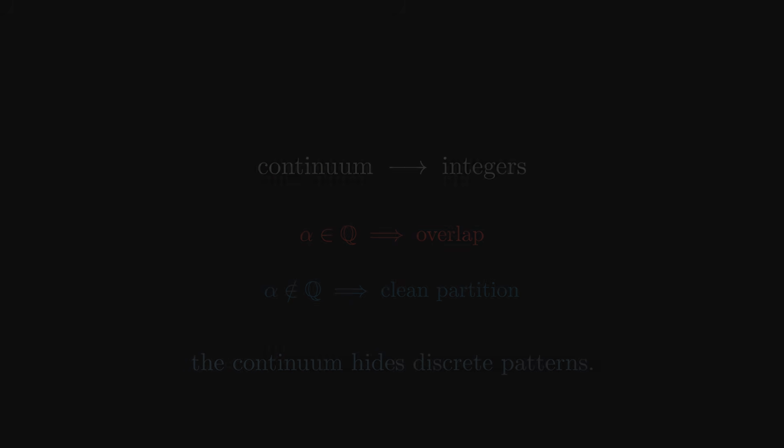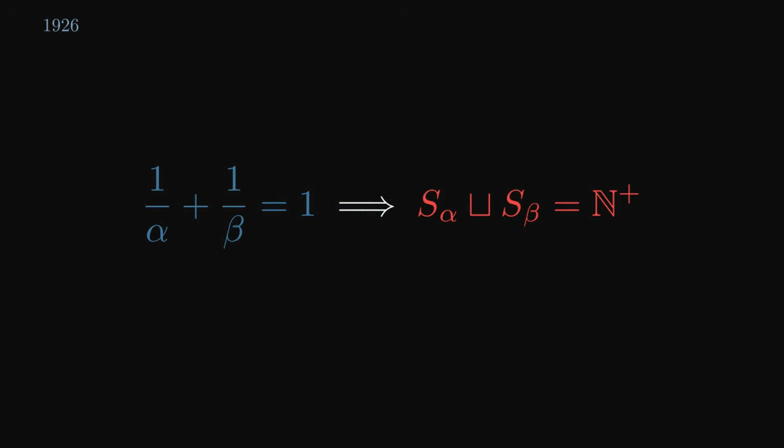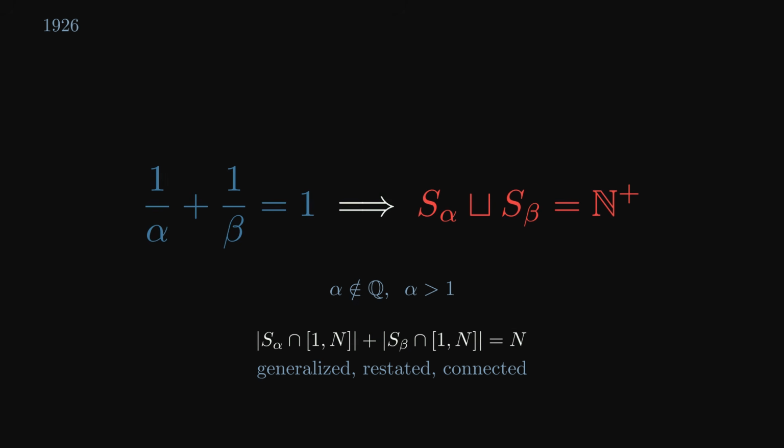Sam Beatty published his theorem in 1926 as a problem in the American Mathematical Monthly. He was a Canadian mathematician working at the University of Toronto. The problem was simple to state, and his proof, essentially the counting argument I sketched earlier, was elegant. The problem and its proof became one of the most discussed problems in the early history of the Monthly. Within a few years, it had been generalized, restated, and connected to other parts of number theory.